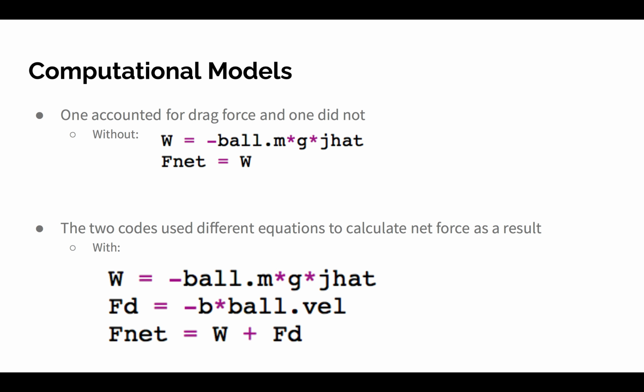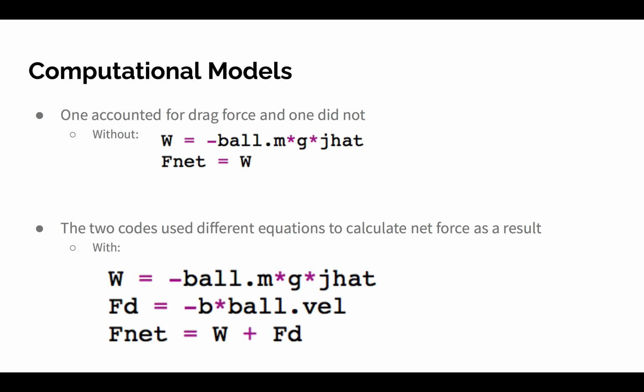For the computational models, I created one model that accounted for drag force and one that did not. The two major changes I made within my code were that without the drag force, I simply used the equations from the first lab, and then I added in the weight equation, which is the negative mass of the ball times gravity times the direction vector, which was downward. And then I also created an F net equation that was equivalent to the weight.